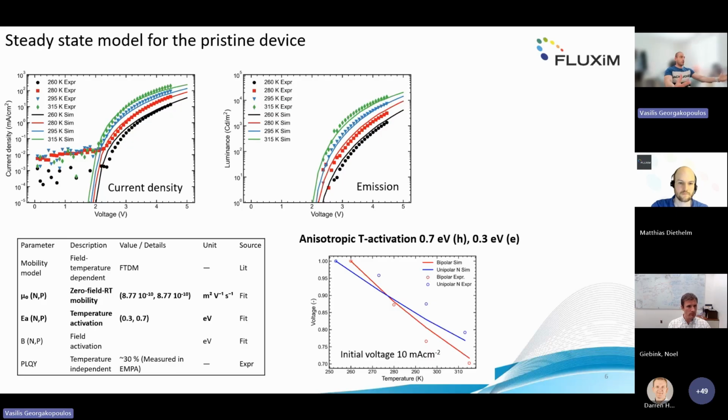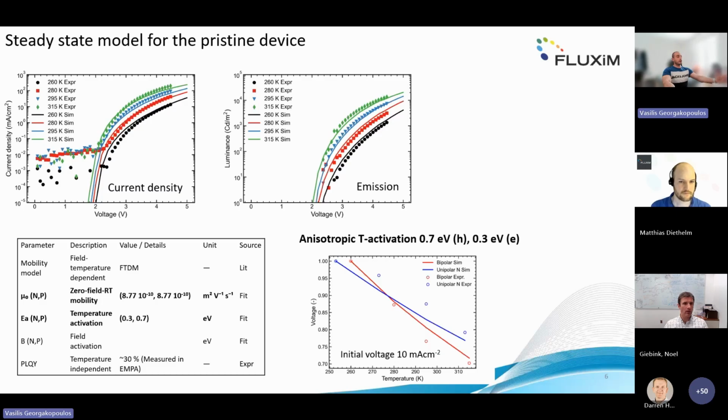For this purpose, we took JV curves for the pristine device and also measured the luminance for different temperatures, and included some of the current data that we have for the unipolar and electron-only devices. And we chose to model the mobility, which is usually the most important parameter when the rest of the parameters, such as injection and energy levels of the active material, are known. The most important parameter, which is usually influenced by fabrication conditions and such, is the mobility.